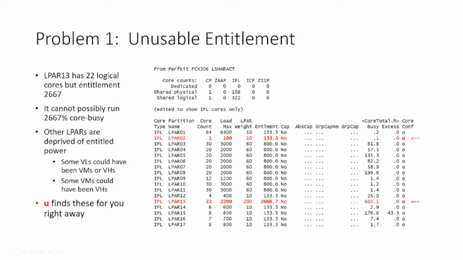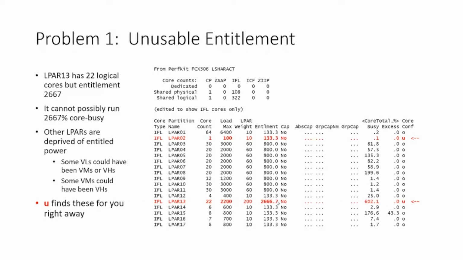I want to take a look at LPAR 13 in this table. This is an excerpt from a PerfKit report called the LShare Act report. What this report does is it shows us every partition that's activated and how many logical cores are defined in that partition, and then what the partition's entitlement is. If you take a look down here at LPAR 13, you can see that LPAR 13 has 22 logical cores defined for it, but its entitlement, according to the calculation scheme that I described a little bit ago, is a little over 26 cores worth of power.